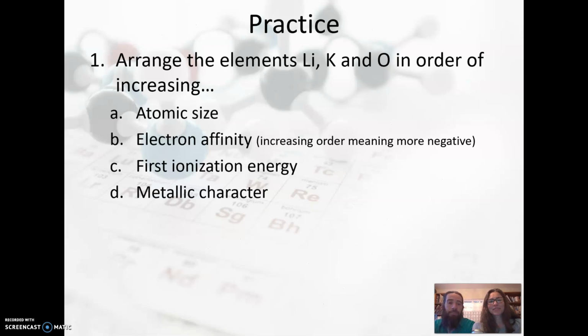So here's some practice for you. Arrange these elements, lithium, potassium, and oxygen, in order of increasing value for these different characteristics. This is a typical type of question that you might be asked. You should be able to compare anything in a group and anything in a period as well. Pause the video and give it a try.